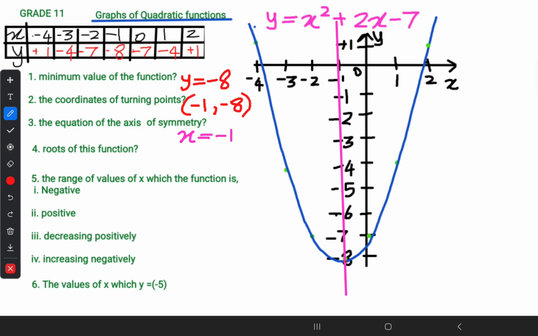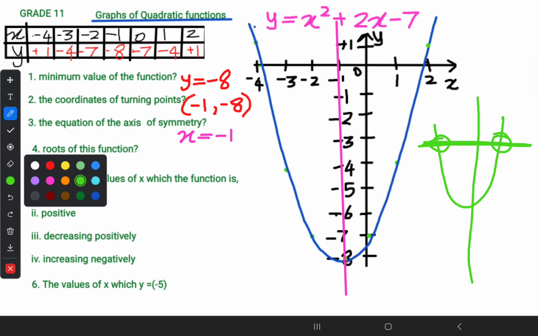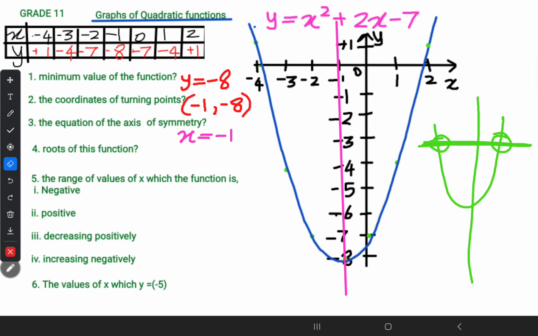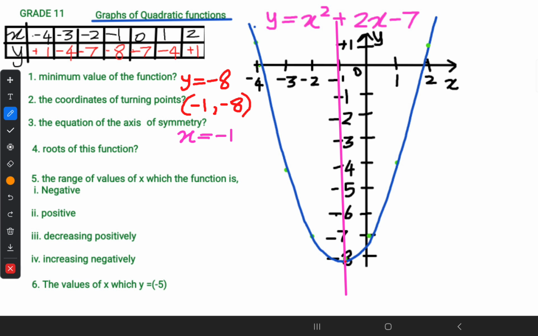And roots of this function. Okay, this is also not a difficult one. Roots means where this graph intersects the x-axis. When this graph intersects our x-axis, it will produce 2 points. These 2 points are called the roots of this function. Roots of this function are at these exact points. Mostly that would be a decimal value. When a function intersects the x-axis, that will produce some value, mostly two values.